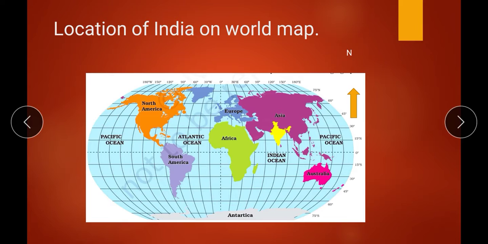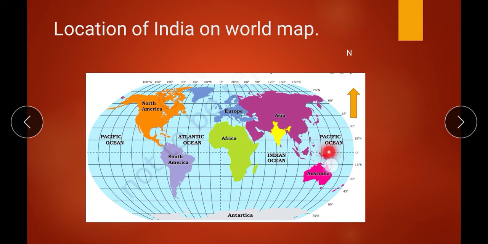Try to understand the meaning of this line with the help of the figure. You have seen on the map and on the globe two types of lines, some vertical lines, some horizontal lines. These horizontal lines are known as latitude and the vertical lines are known as longitude. So first of all, we learn in terms of latitude.